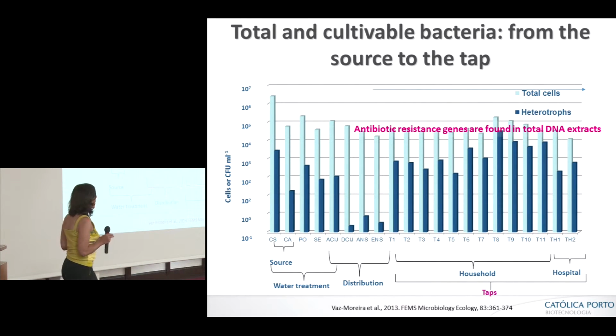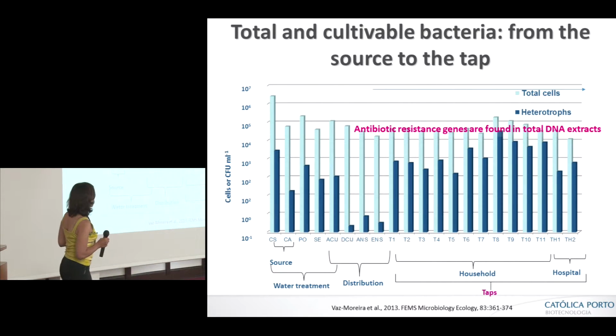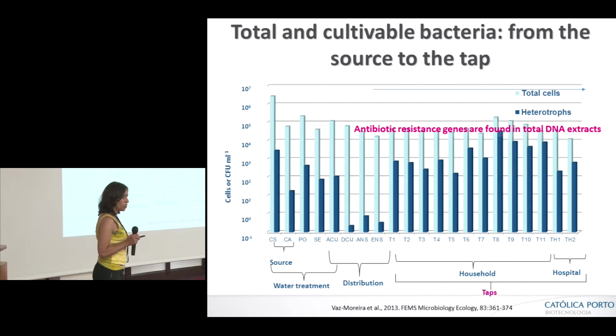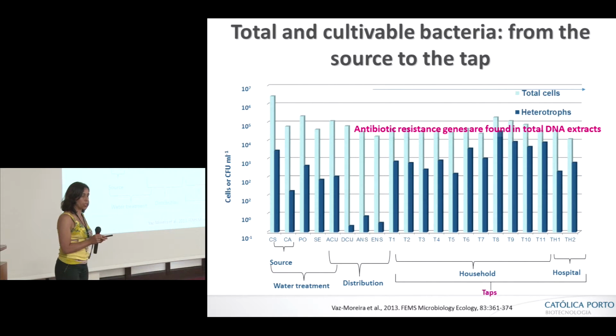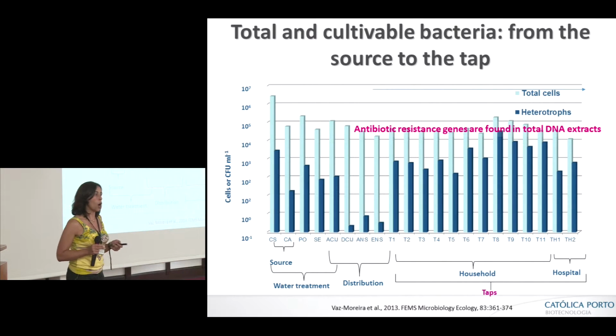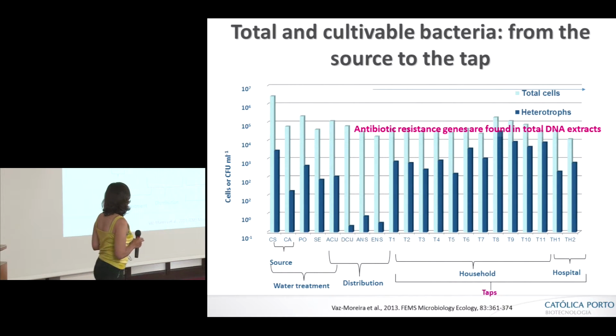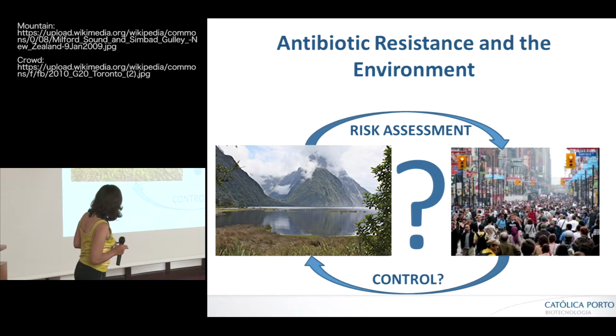However, when we analyze the total DNA, which means that we are not cultivating bacteria, we are directly analyzing the DNA extracted from tap water, we find some acquired antibiotic resistance genes. So it means that probably it is a very residual contamination, but it is already there. We don't know, however, the consequences of this contamination of drinking water for human health. Obviously, we don't know if these genes are indeed transferred to us or not. It's a question that we still have.